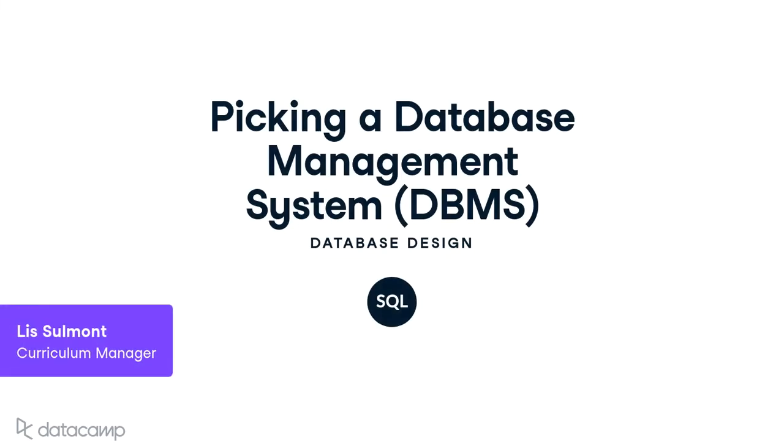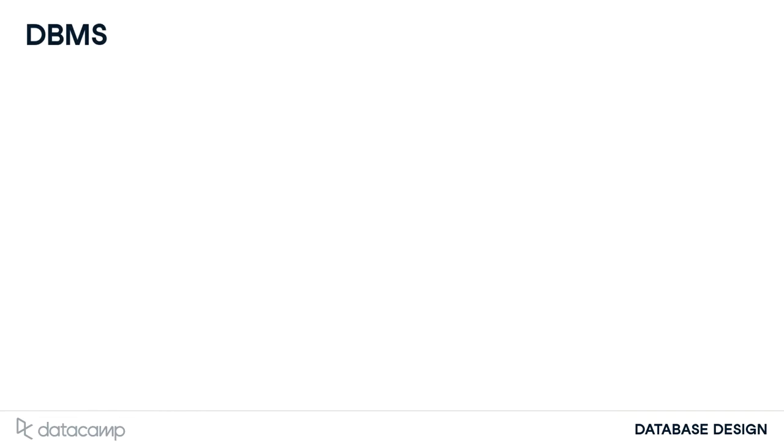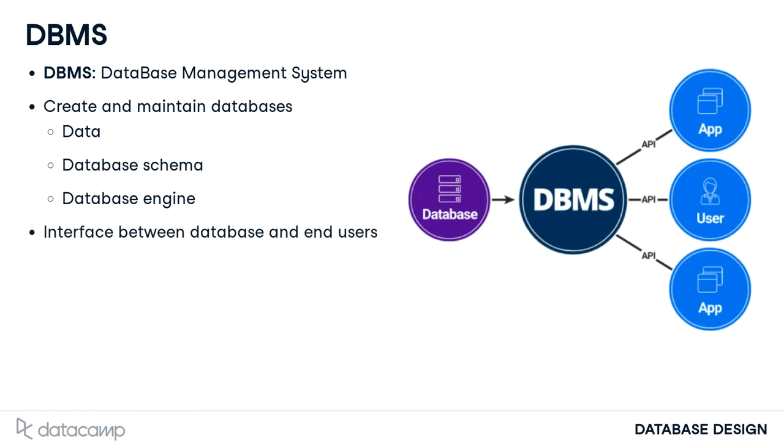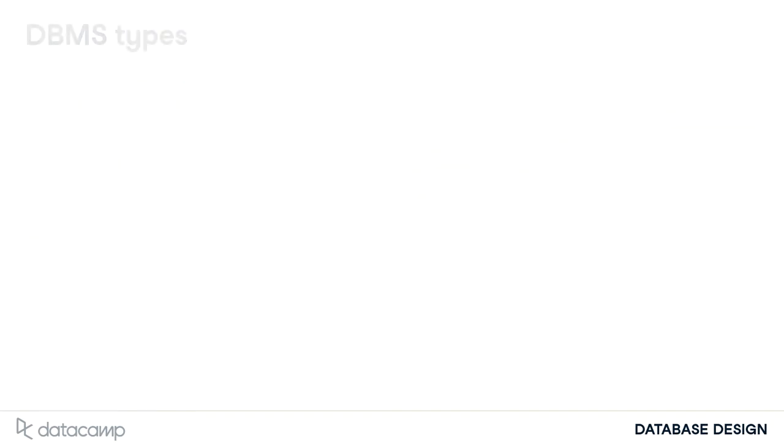In this final video, you will learn about database management systems. DBMS stands for Database Management System. A DBMS is a system software for creating and maintaining databases. The DBMS manages three important aspects: the data, the database schema, which defines the database's logical structure, and the database engine that allows data to be accessed, locked, and modified. Essentially, the DBMS serves as an interface between the database and end users or application programs.